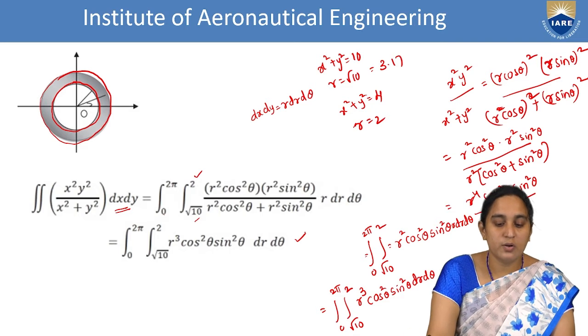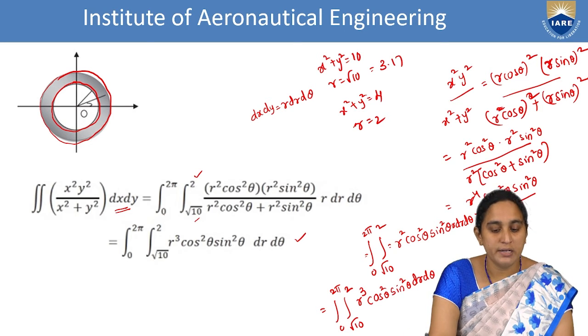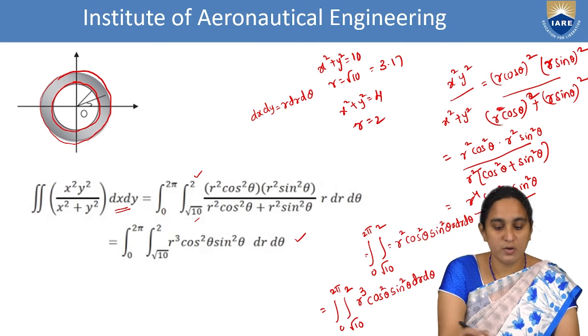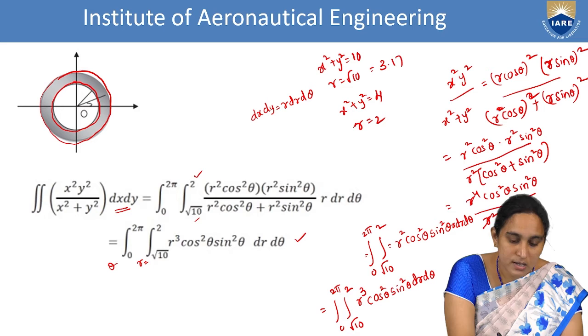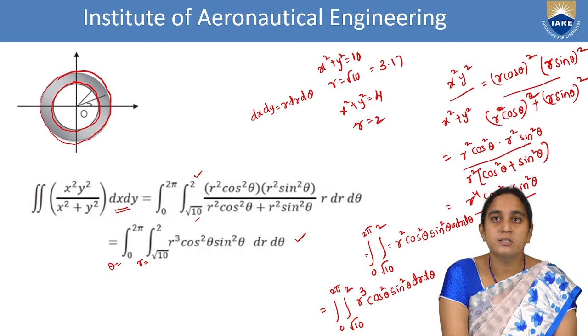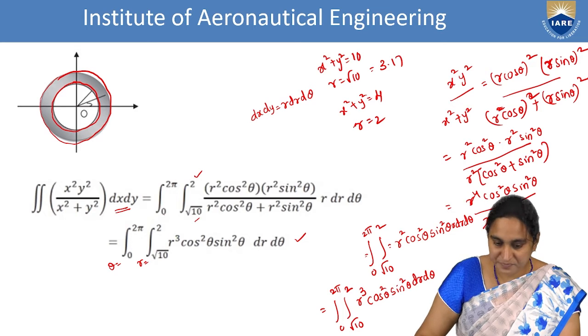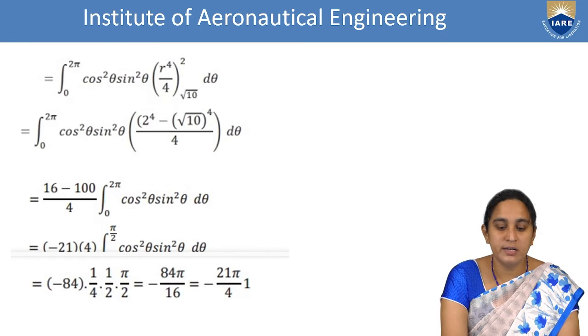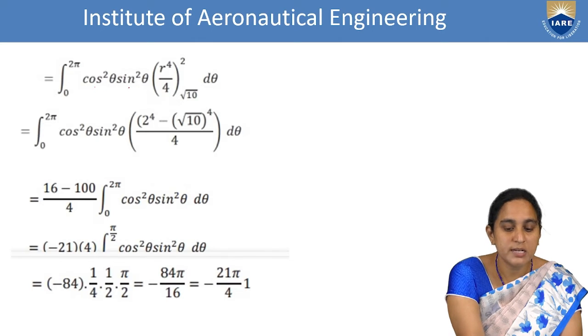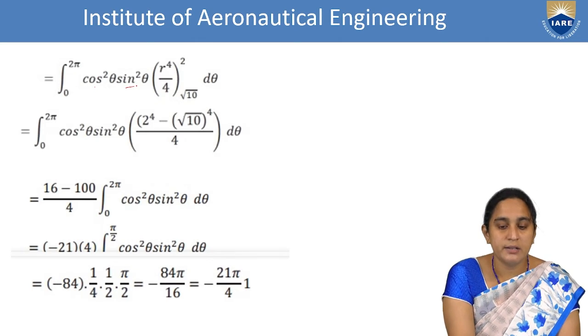That's why here we got integration of 0 to 2 pi and integration of root 10 to 2 of r cube cos square theta sin square theta dr d theta. These are the r limits and these are theta limits. What is the concept of the polar form? First integration with respect to r. With respect to r integration here, cos square theta and sin square theta are the constants, and the remaining r cube integration is r power 4 by 4.